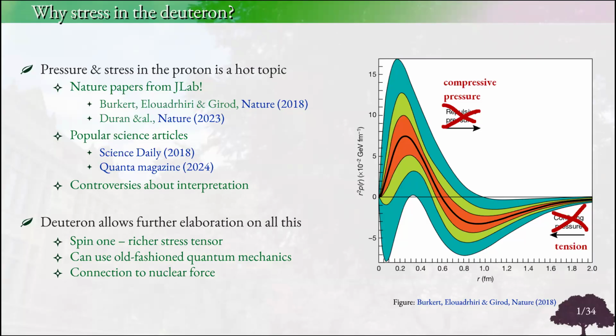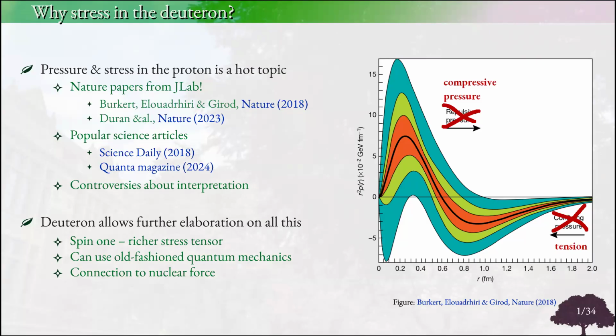The deuteron is a spin 1 object, so its stress tensor is actually a lot richer than the stress tensor of spin 0 or spin half objects. There are more kinds of stress. There are things that are no longer radial. It gets very interesting. Secondly, we can use old-fashioned traditional non-relativistic quantum mechanics to describe the deuteron to pretty reasonable accuracy. This makes the calculations more straightforward, and it makes the interpretations more straightforward too.